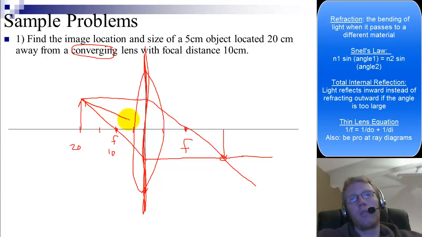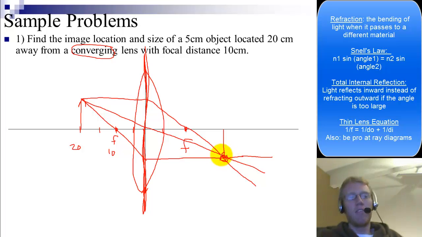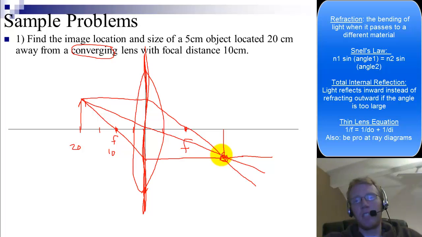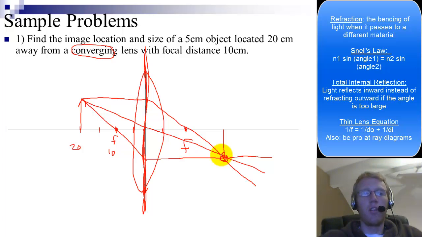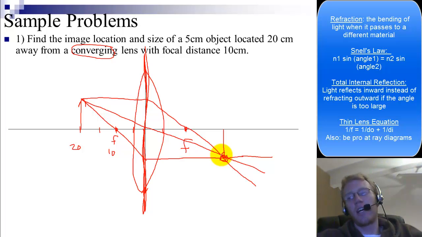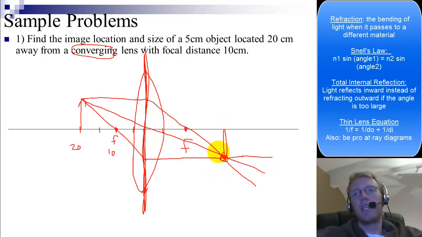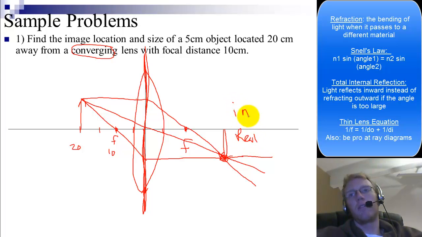So the third one goes through the middle, passes through undeflected, and sure enough it confirms that our answer was correct. If you only draw 2, you have a decent chance of making a mistake. If you draw all 3 and they all 3 cross, you can be very confident that you're correct. So there's our image. It's upside down. It's roughly the same size. Like in this case, it's the exact same size as the object. So it's going to be real, but it's inverted.